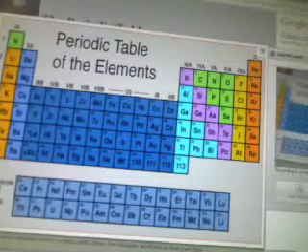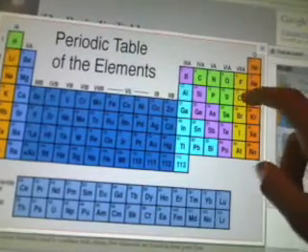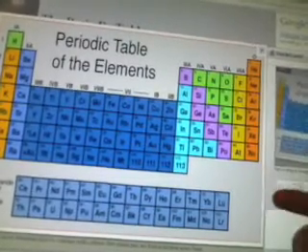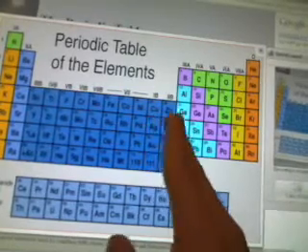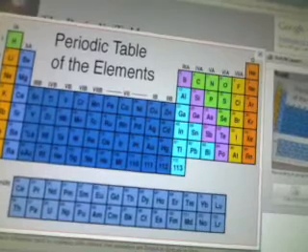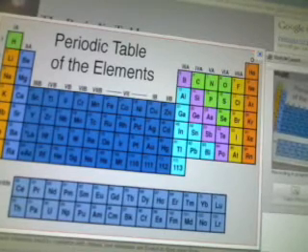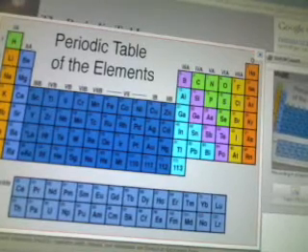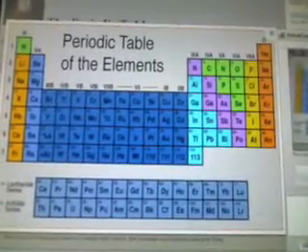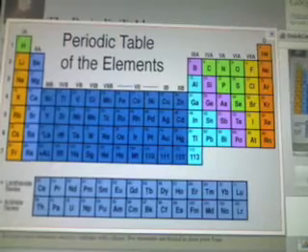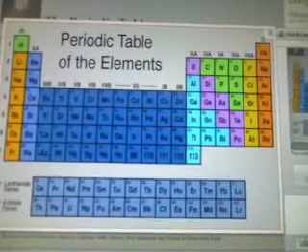Then the properties of nonmetals, which would be the ones over here: they're dull, they're brittle, not reactive with acid, and they do not conduct. Metals, from the d block and over, are shiny, malleable, they react with acid, and they do conduct. And metalloids, which are the purple over here, have both metal and nonmetal qualities.